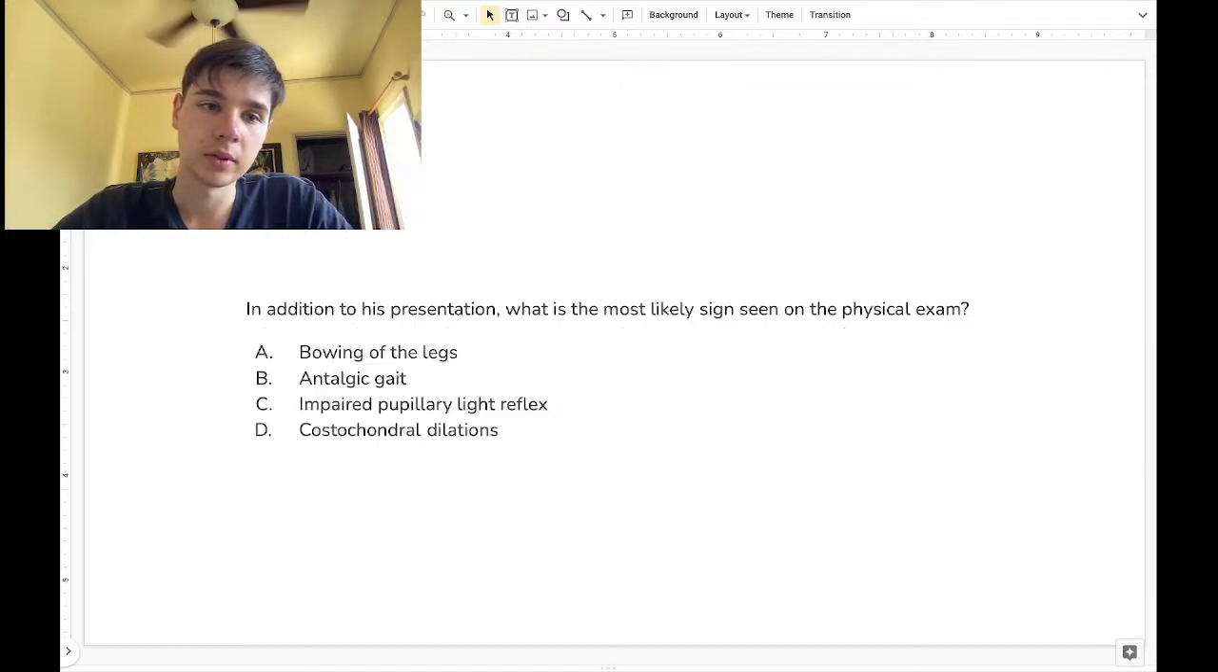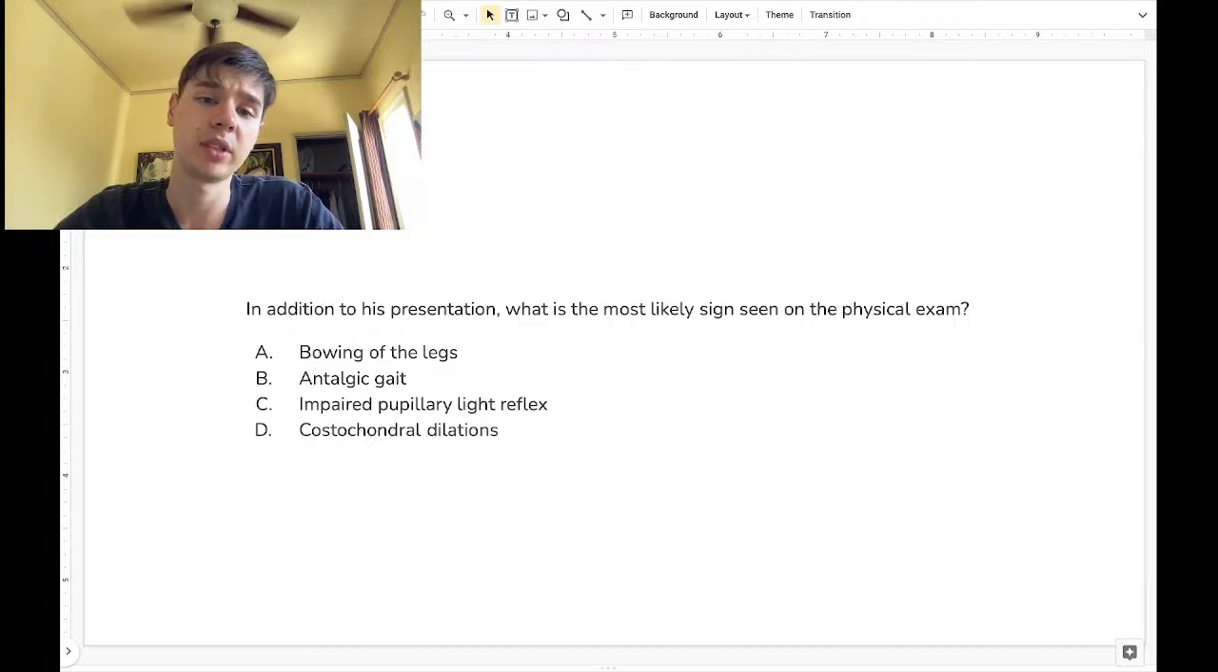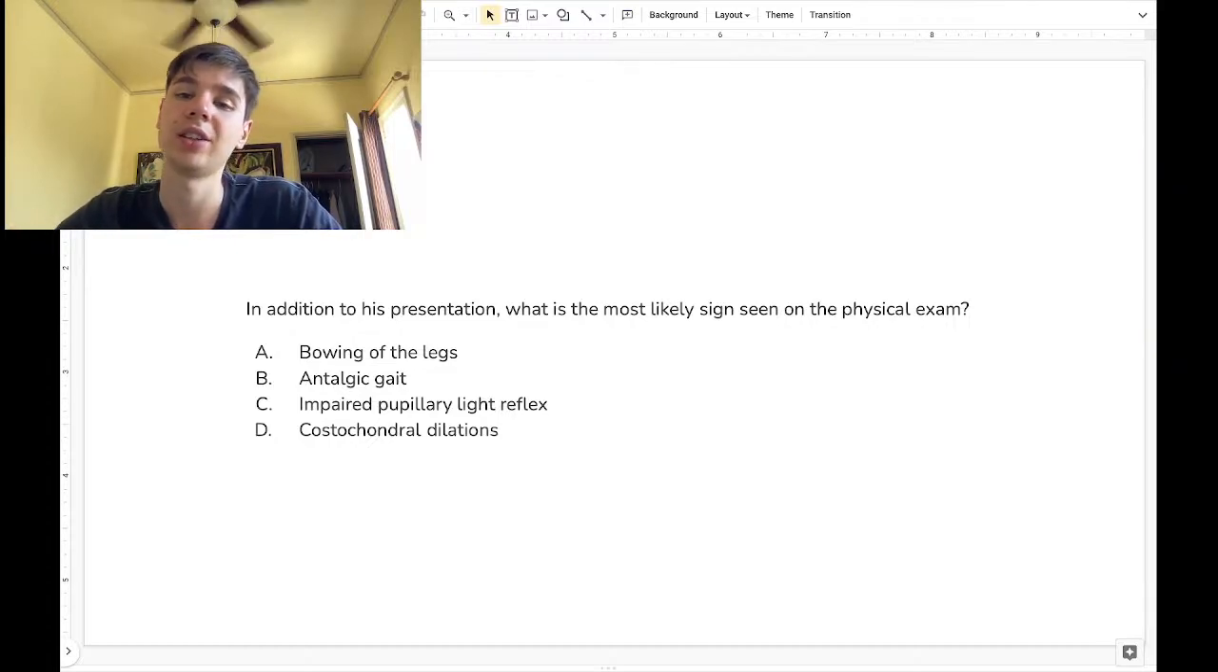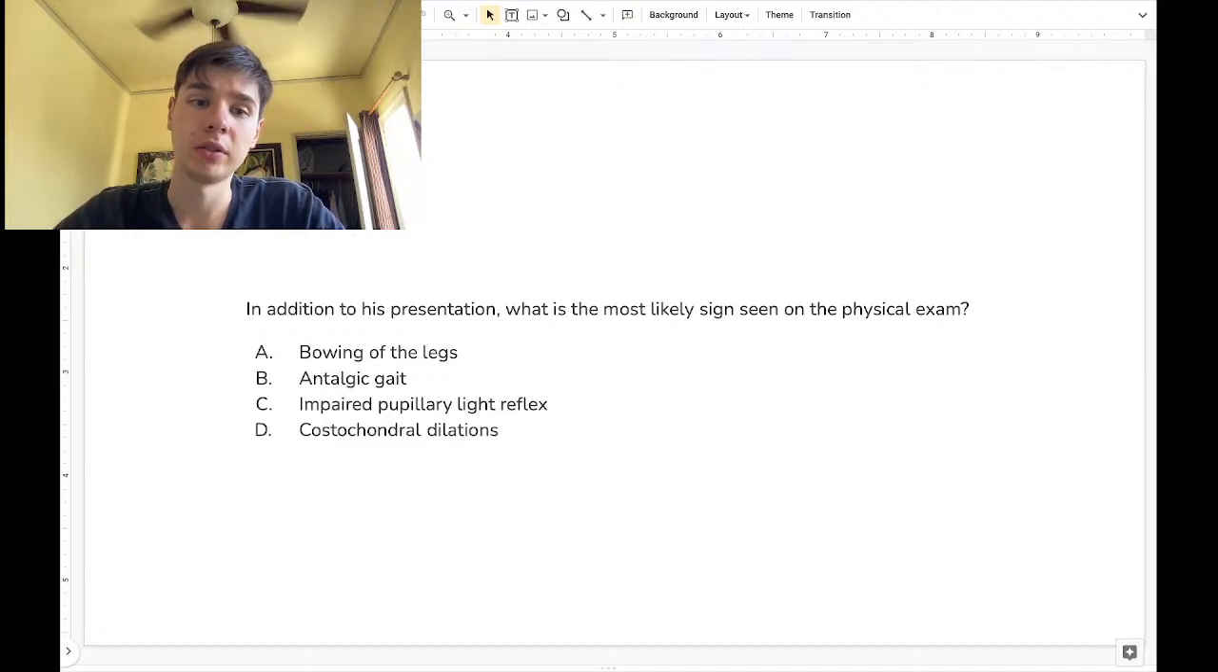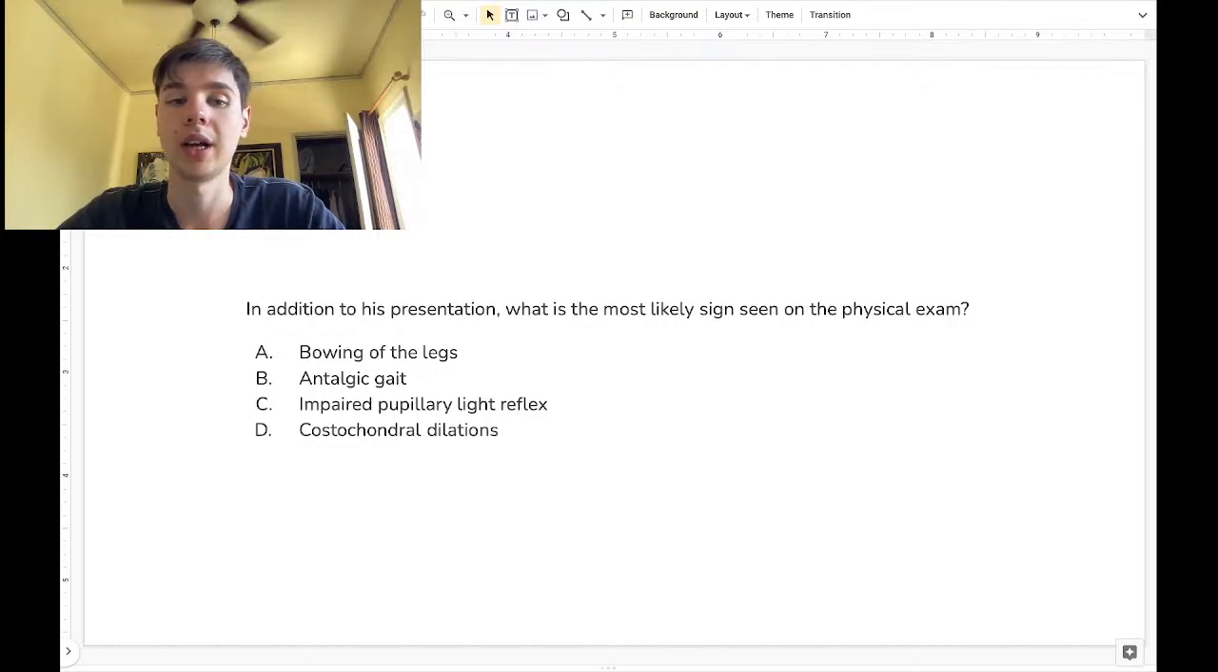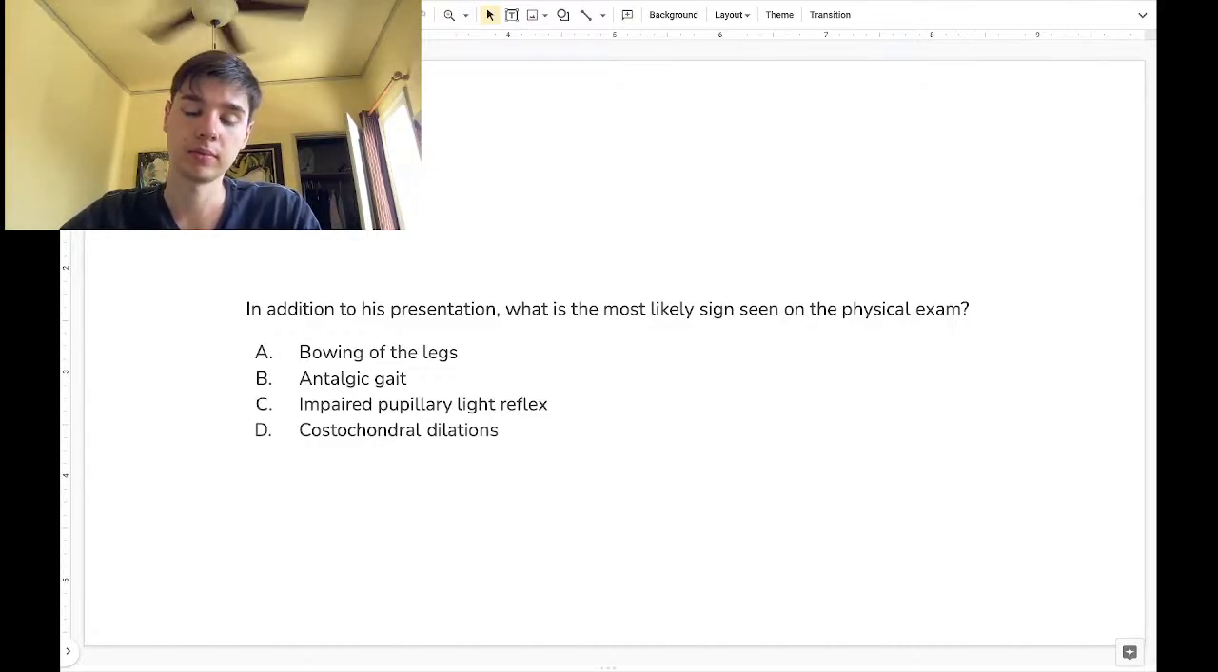The next clinical vignette will ask, in addition to his presentation, what is the most likely sign seen on the physical exam? A. Bowing of the legs, B. antalgic gait, C. impaired pupillary light reflex, or D. costochondral dilations. Once again, let me know the answer in the chat box.